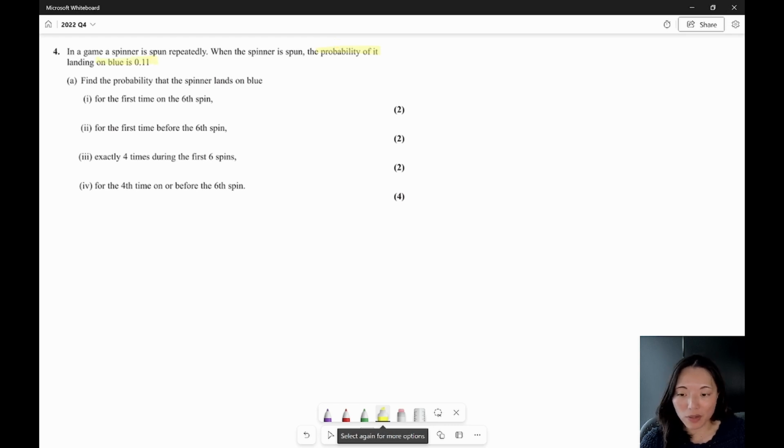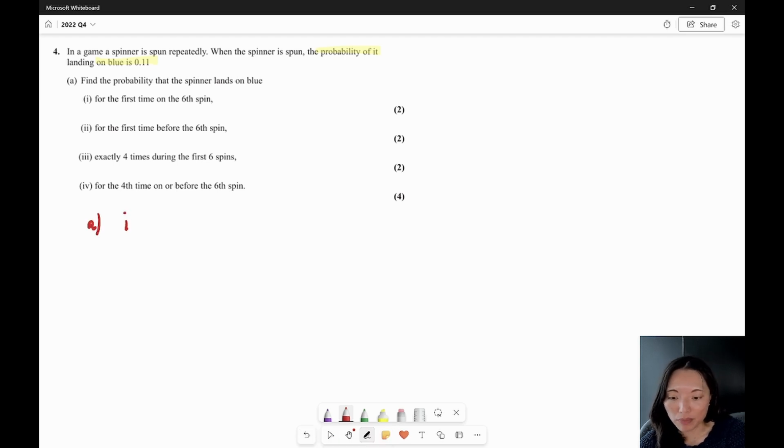And we are asked in part A1, the probability that the spinner lands on blue for the first time on the 6th spin. We should all recognize straight away that this is asking us to look at the geometric distribution. The geometric distribution effectively looks at the number of attempts needed for the first success to come up. Here, we are asked, what if the first success comes up on the 6th spin?